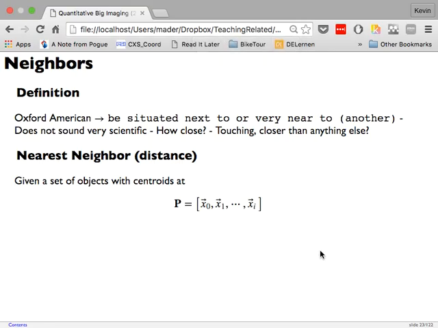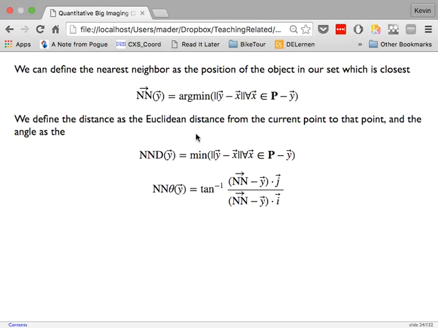For neighborhood analysis, the simplest one that we have is this nearest neighbor idea. This is also very frequently used in machine learning and other topics, and so it's a good concept to be familiar with. Basically, if you have a given set of objects with centroids at x0, x1, all the way to xn, the nearest neighbor distance is the distance to the closest point in the set, or from a given point, the distance to the closest point in the set that's not the same point. Because of course, if it were the same point, it would be 0.